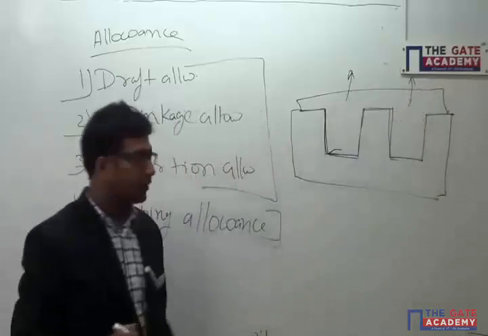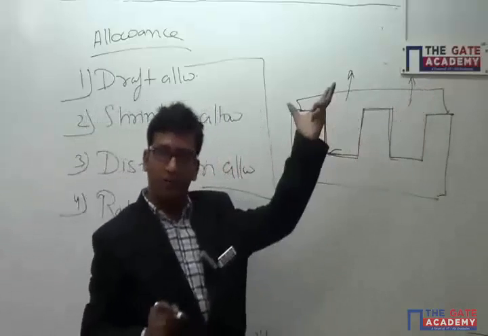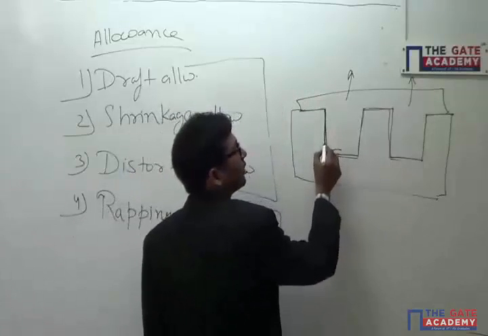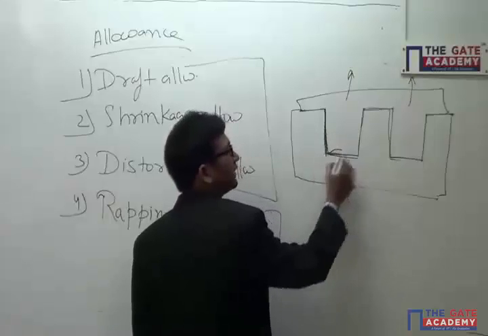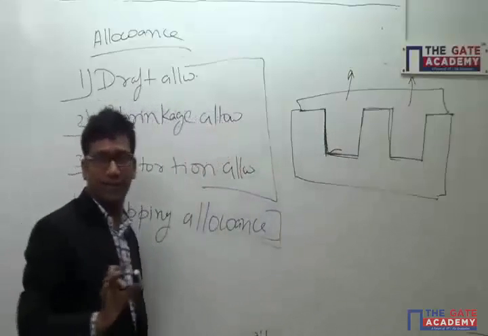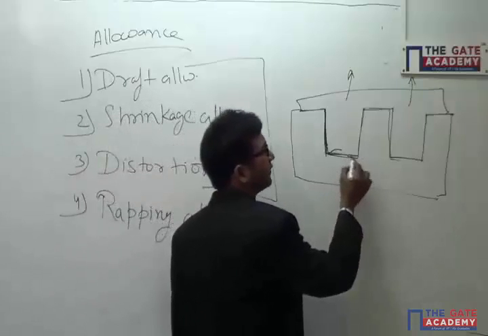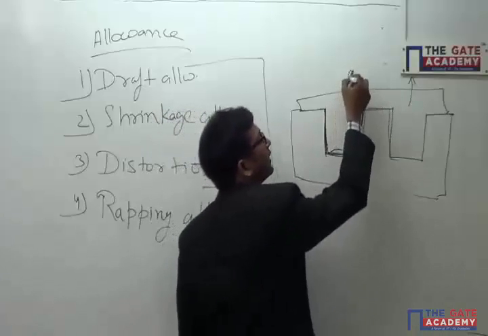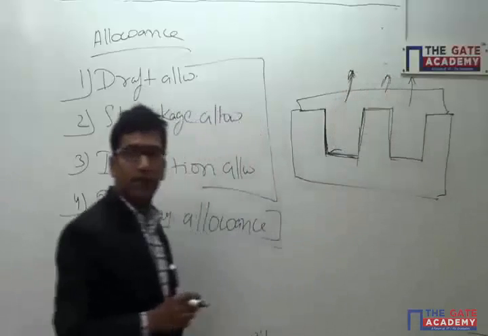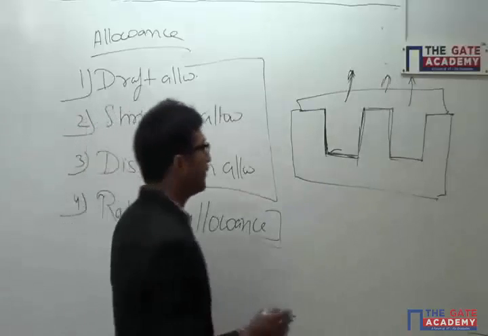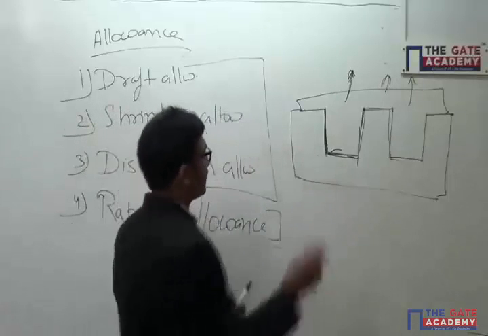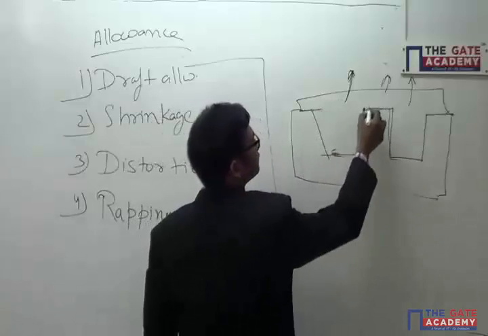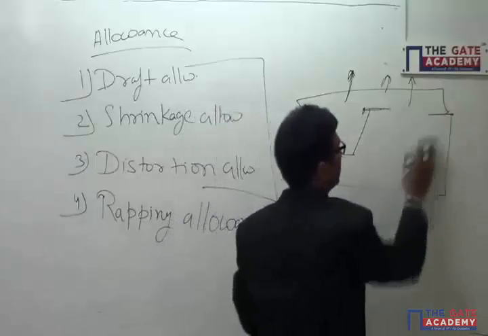If I am trying to remove this pattern out from the mold box, what will happen? Because a very thin air film will be there, that is airtight, some vacuum will be created at this portion. So removing this pattern is a very tough job. Fine. So what will we do? We make some arrangement. What is that? We make some taper at this portion.